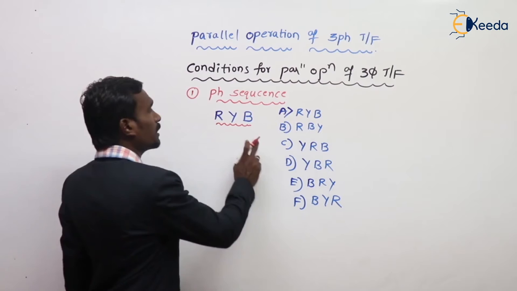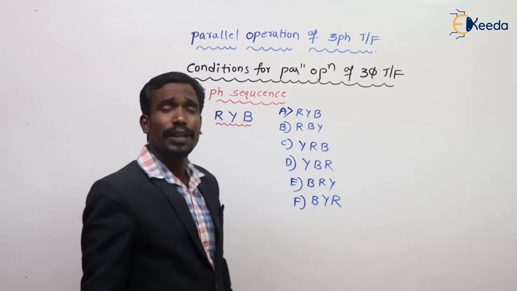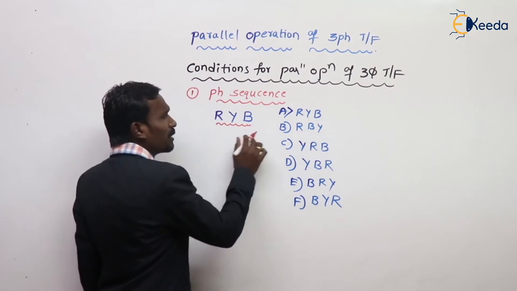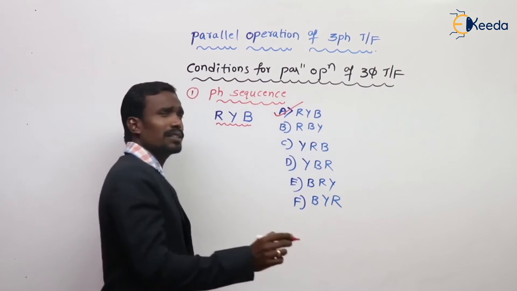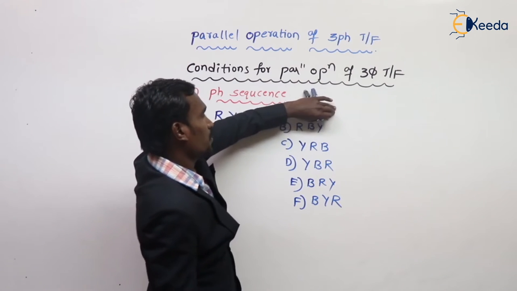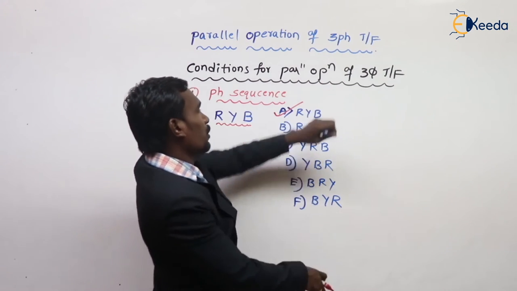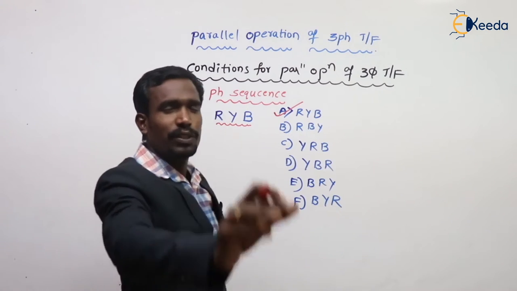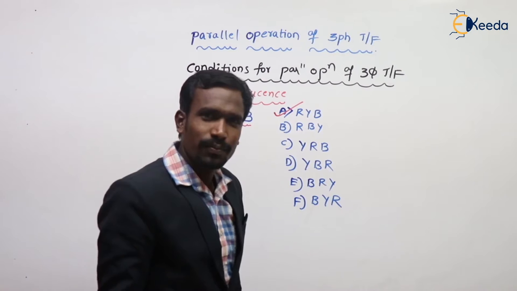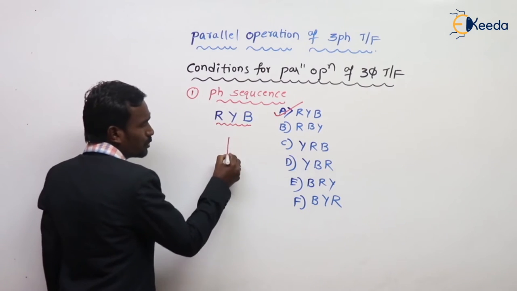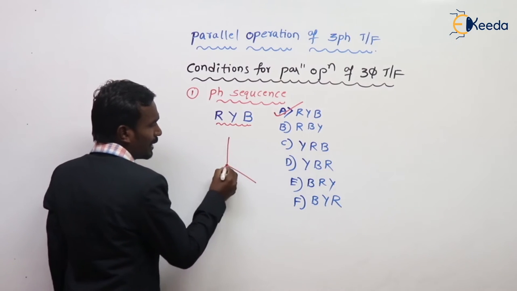The two phase sequences should be the same during the parallel operation. So here, the first one is RYB, then the next one also RYB. This is a 100% correct answer. But they won't give you this option. The remaining five options, they will give you any four. Then tell me which of the following is the correct answer. For that, just see here. Very simple to find it.